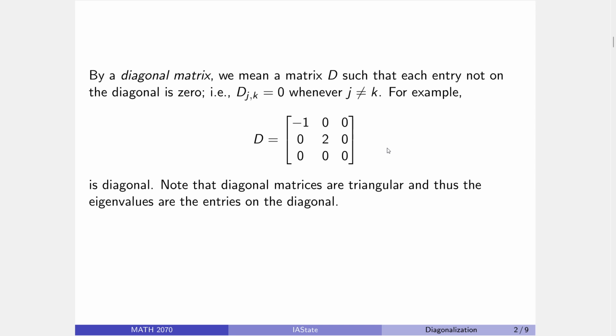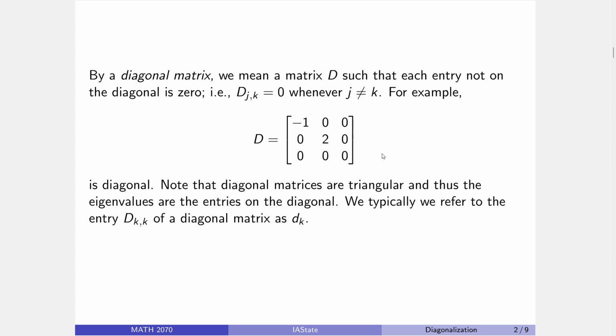So diagonal matrices, similar to triangular ones, are very good because I can immediately read off to you the eigenvalues. So this matrix D has eigenvalues -1, 2, and 0. That is the last entry down here. All right.